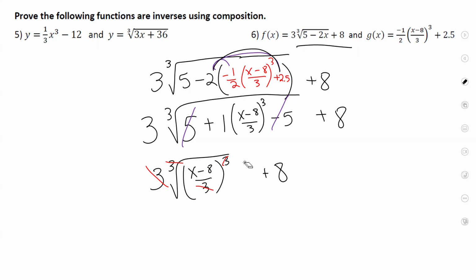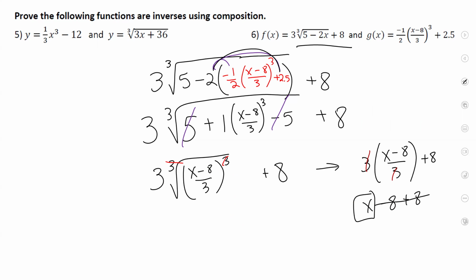Let me do that step by step. Those canceled out, so I'm left with 3 times x minus 8 divided by 3 plus 8. Those canceled, so I'm left with x minus 8 plus 8. Those cancel, I'm left with x. Okay, that was the first way. Now we have to do it the second way. Okay, this is not enough, that's just halfway through. We need to guarantee x is on both.